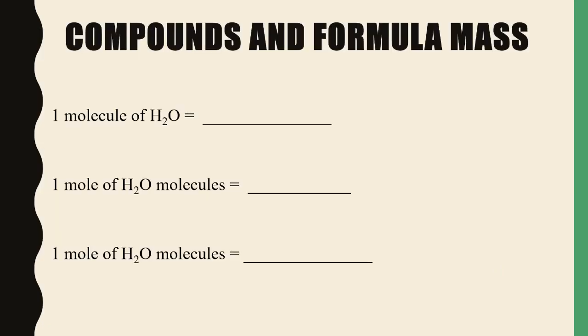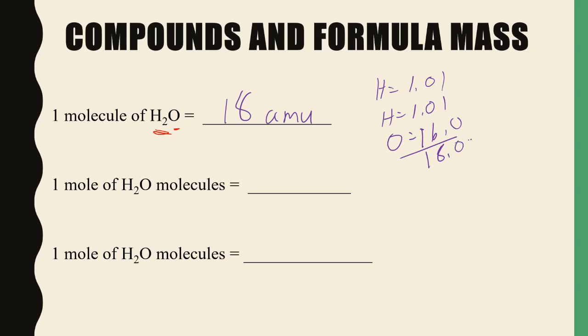So one molecule of water, two hydrogens and an oxygen, is going to weigh a total of: hydrogen is one, and hydrogen again is one, and oxygen is 16. So altogether, that weighs 18 atomic mass units. All right. But 1 mole of water molecules is going to equal 1.01 times 2 plus 16 still. So you're going to get 18.02 grams.